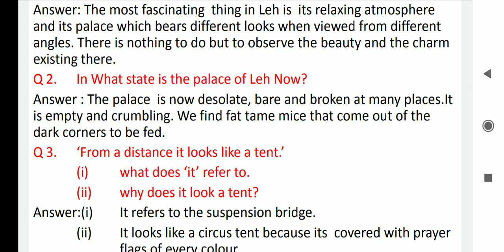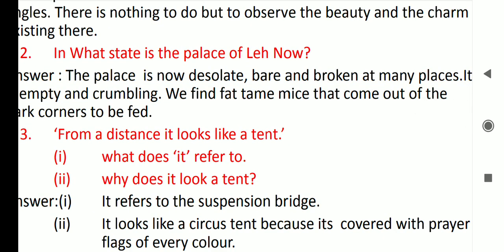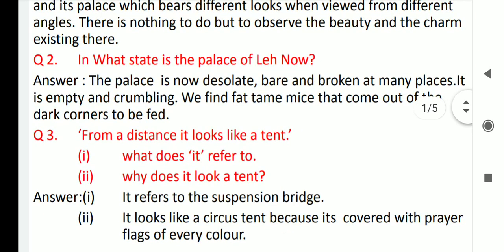In what state is the palace of Leh, the queen's palace, now? The answer is: the palace is now desolate, bare and broken at many places. It is empty and crumbling. We find fat mice that come out of the dark corners to be fed.